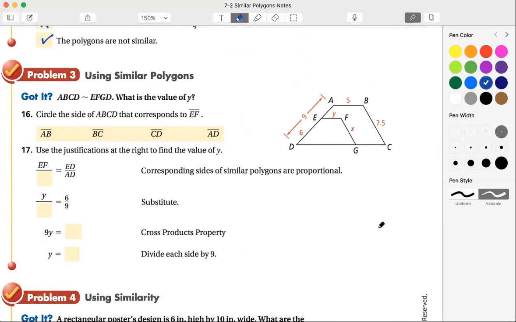All right, are these two trapezoids similar? Find the value of y if they are. So circle the side that corresponds to EF. Well, that would be AB. So EF is to AB as ED is to AD. y is to 5 as 6 is to 9. Cross multiply, 9y equals 30. Divide by 9, you get y equals 3 1/3.